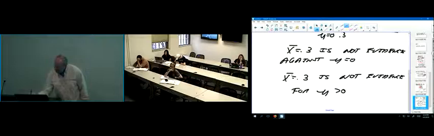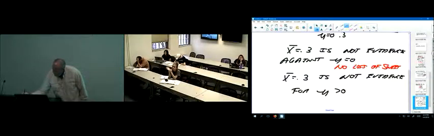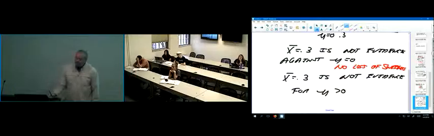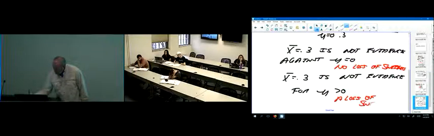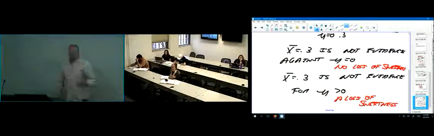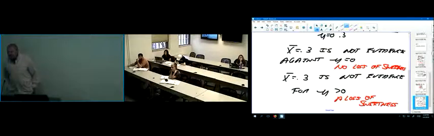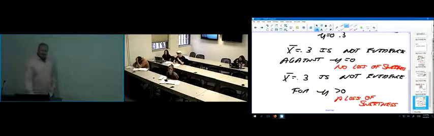Now, I'm going to do this. What does mu being 0 mean? No loss of sweetness. What is mu being bigger than 0? A loss of sweetness. We were looking for evidence of a loss of sweetness, and we failed to find it. The data is consistent with mu being 0. The data is consistent with no loss of sweetness in the bowl. 0.3 is not far enough out the tail to say there's something up.